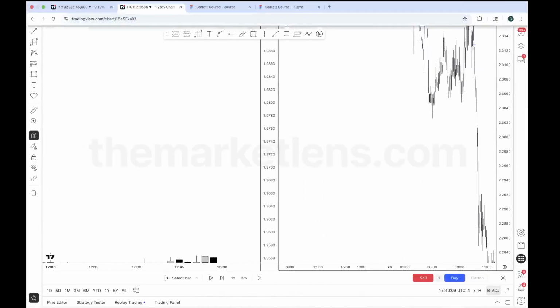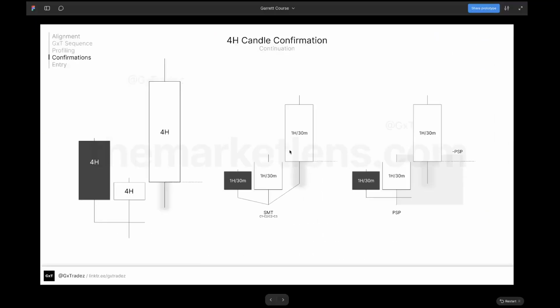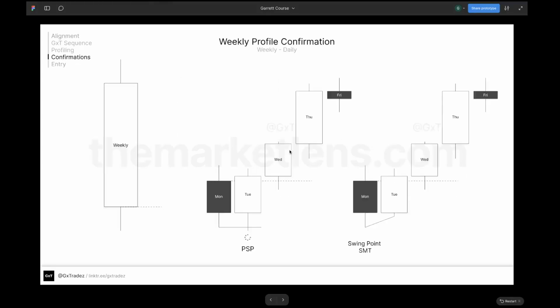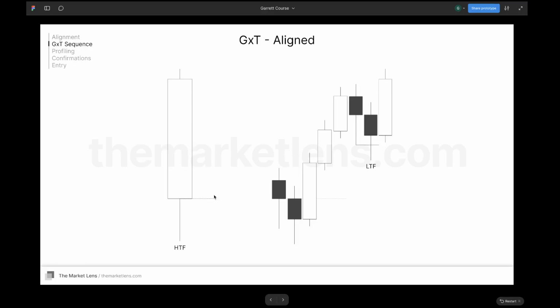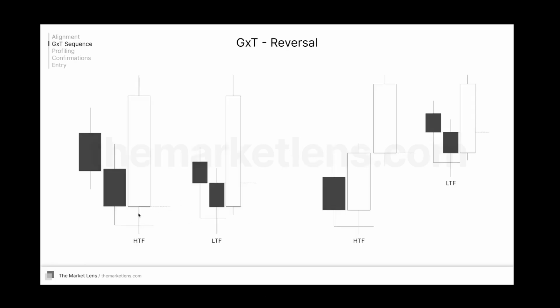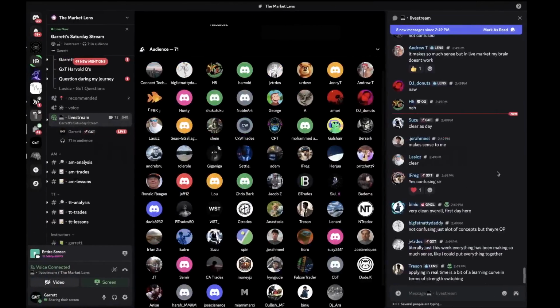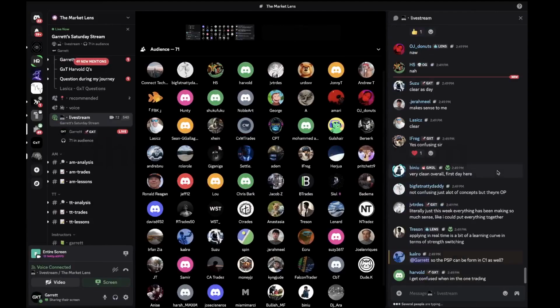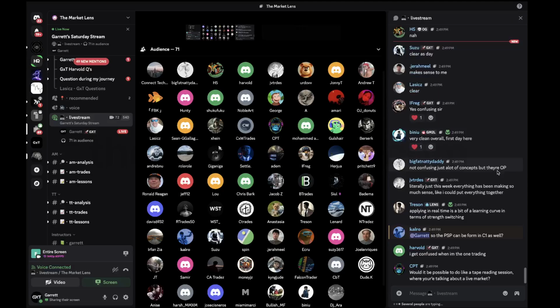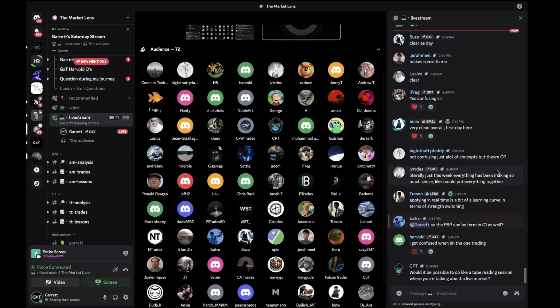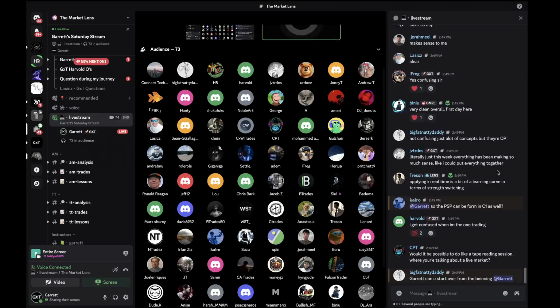Because it's just two things basically. It's literally just the GxT model, which is very, very simple, right? Profiling a higher time frame candle with a lower time frame swing, right? Now you're just taking that swing formation and confirming it with a PSP or an SMT between swing points. That's it. And you see it at every single reversal retracement in the market.